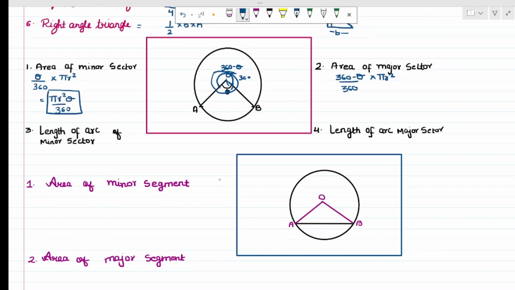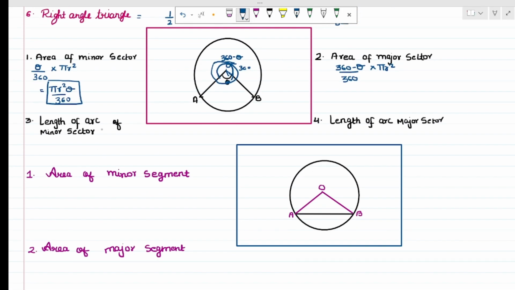Moving on to the next, which is the length of the arc for minor sector. It is asked as the length of minor arc. This is called the minor arc. Suppose we take a point C. If I want to know the length of the minor arc, which is my arc ACB, how can we know? Its formula is pi r theta upon 180.